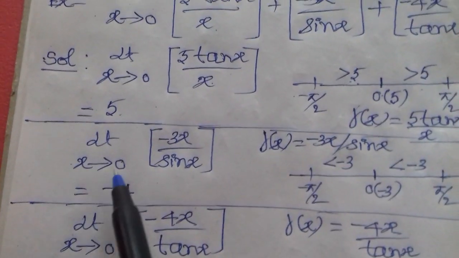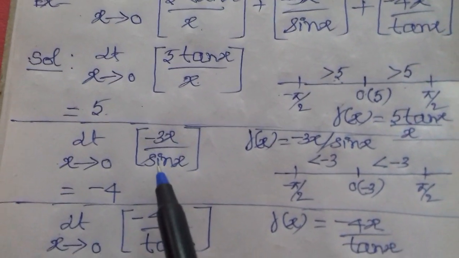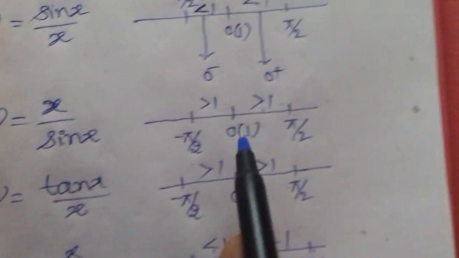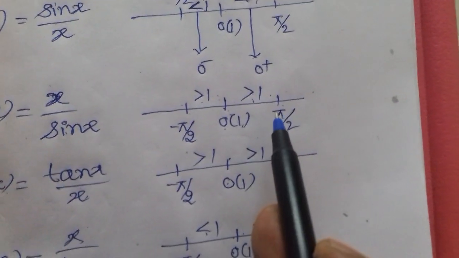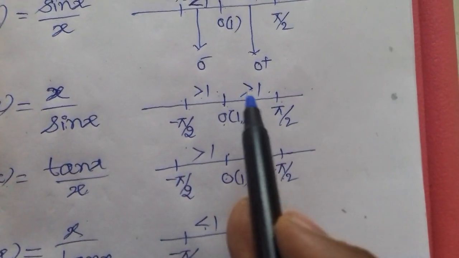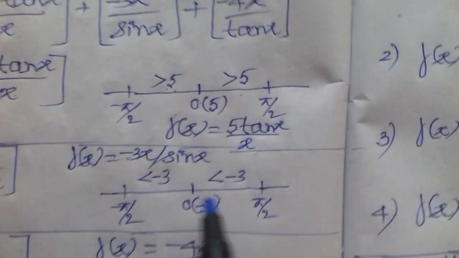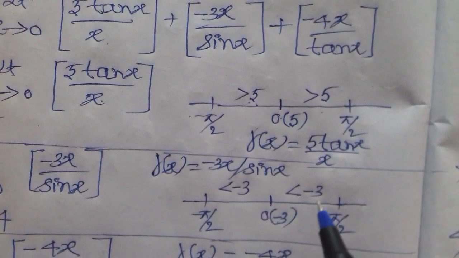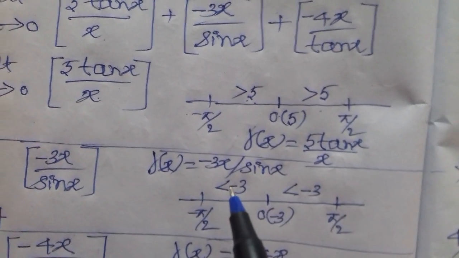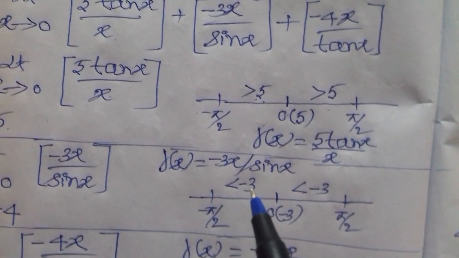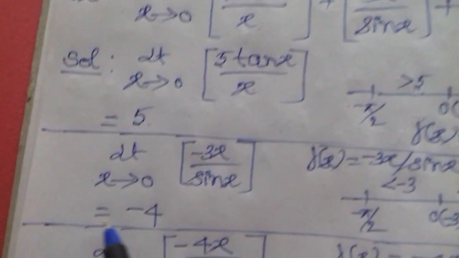Similarly, you take this limit x tends to 0, step of minus 3x by sin x. So you know about x by sin x. Here the function is minus 3x by sin x. Multiply with minus 3. It will be less than minus 3. So on both sides it is less than minus 3 by a small quantity, like minus 3.001. Step will be what?